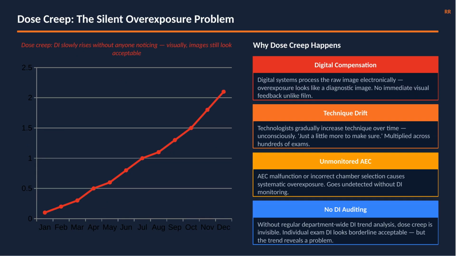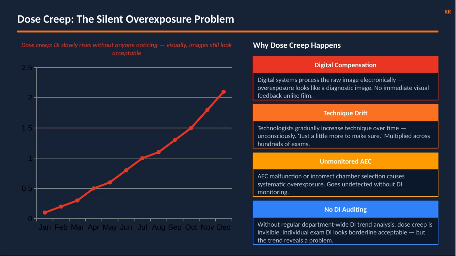The line chart on this slide shows what dose creep looks like when you graph average DI values by month for a single exam type. January, DI of 0.1, essentially optimal. By December, DI of 2.1, more than double the required detector dose for every patient imaged in those later months. The images still look acceptable at the workstation throughout.